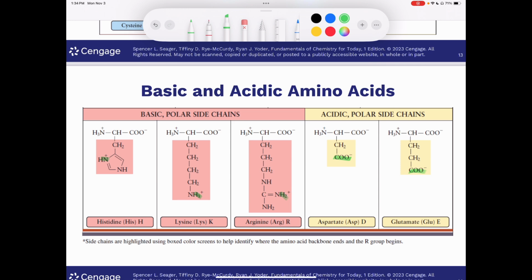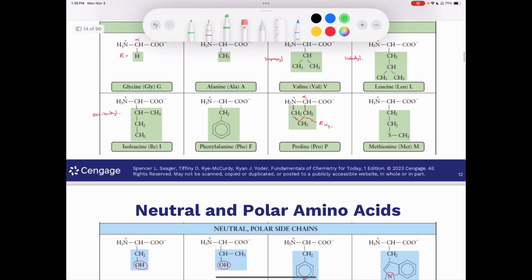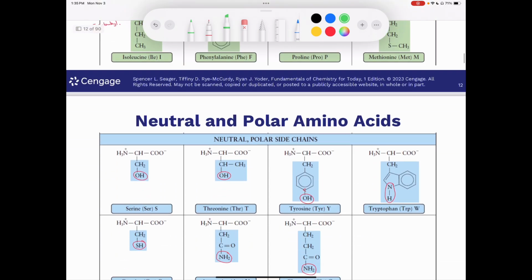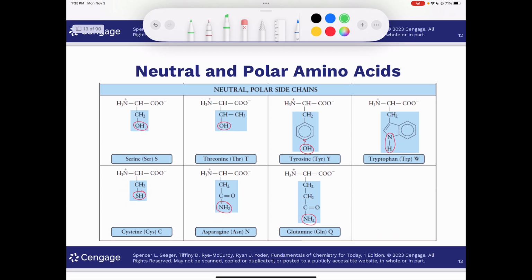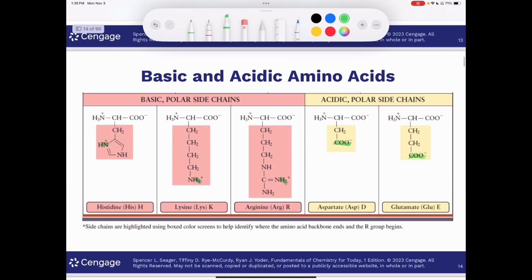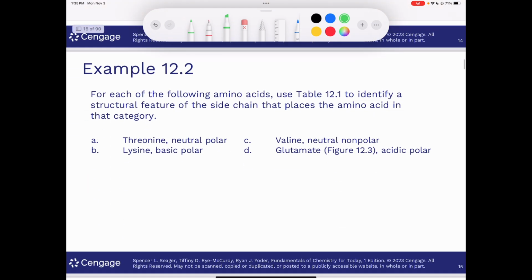Now, you notice I didn't go over every three-letter abbreviation and one-letter abbreviation here in detail. And again, that's because you don't have to have them all memorized at this point. You should just be able to recognize the three basic groups: neutral and nonpolar, neutral and polar, and basic and acidic amino acids.